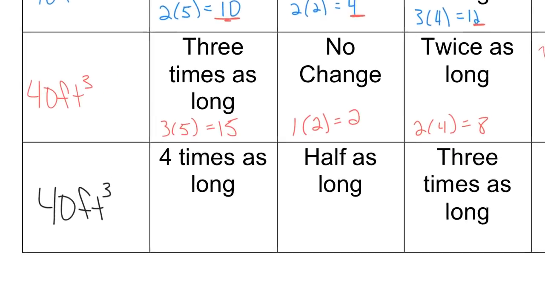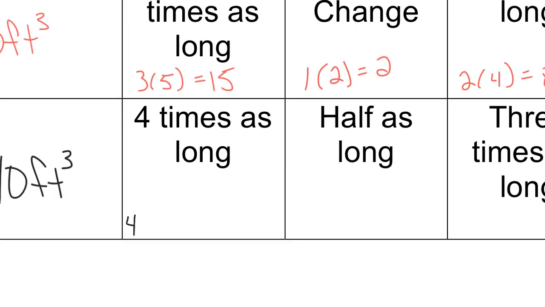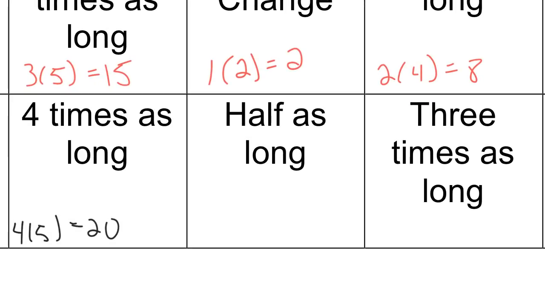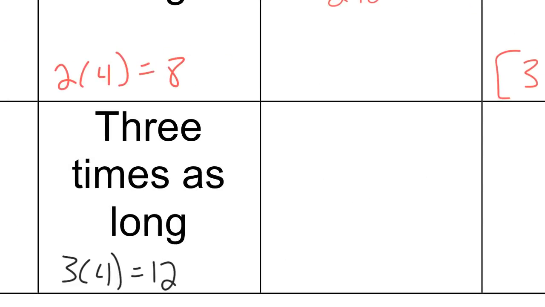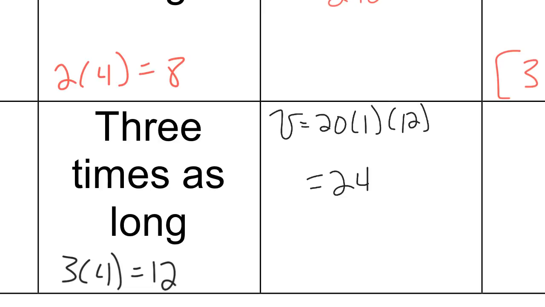We're going to make the length 4 times as long. So 4 times 5 makes our new length 20. Half as long would be 1/2 of 2, which gives me 1. So there's my new width. And then it's going to be 3 times long here, so 3 times 4, which is 12. So I'm going to multiply those numbers together. My volume is 20 times 1 times 12, which also gives me 240.